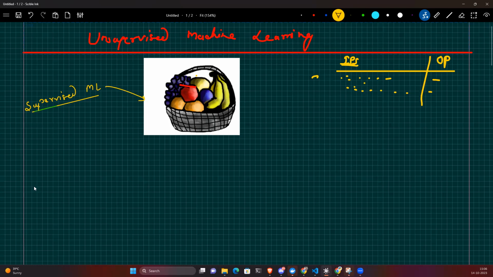So if the shape of the object is rounded, has a depression at the top, and is red in color, then we can label it as an apple. Similarly, to identify a banana, if the shape of the object is long, curving, cylindrical, and greenish-yellowish, then we can mark it as a banana. So we can easily understand what supervised machine learning is.